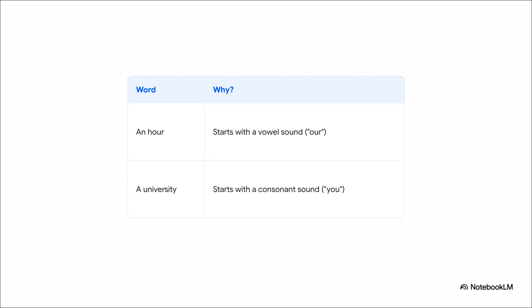Take the phrase, an hour. Now, yeah, the word starts with the letter H, which is a consonant, but you don't actually hear it, do you? The sound is hour, which is a vowel sound, so we use an. And the opposite is true for a university. It starts with U, a vowel, but the sound it makes is U, like the word you, and that's a consonant sound. See? It's all about what you hear.